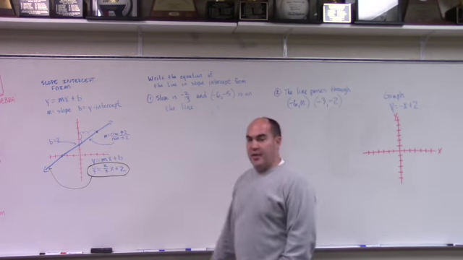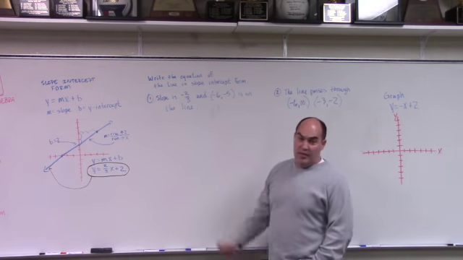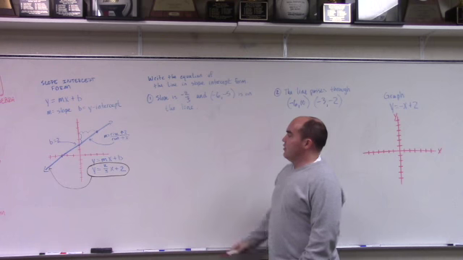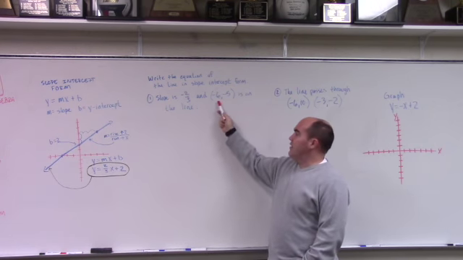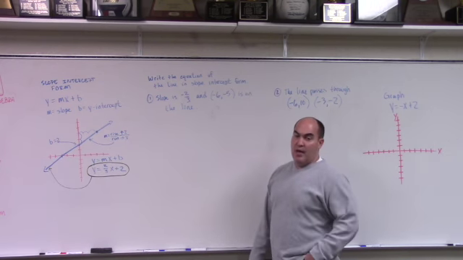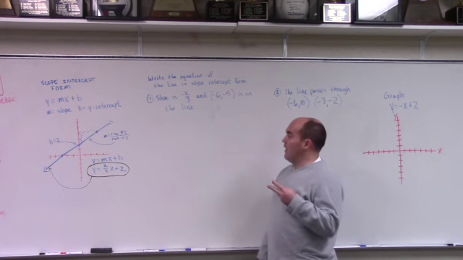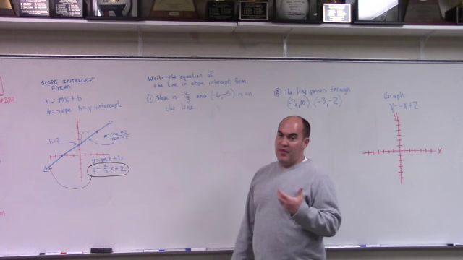Alright, here's the other thing you're going to have to do on your homework. It says write the equation of the line in slope-intercept form. So it tells us the slope is -2/3 and the point (-6, -5) is on the line. If you have the slope and a point that's on the line, we can use slope-intercept form to help us find the y-intercept.